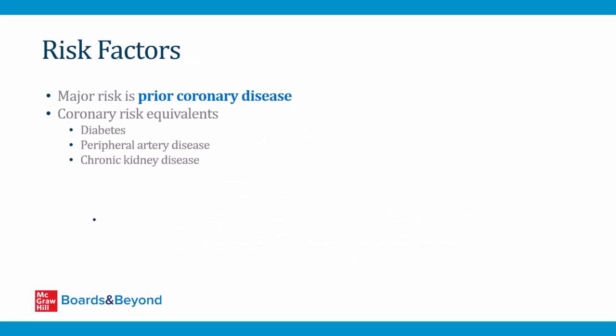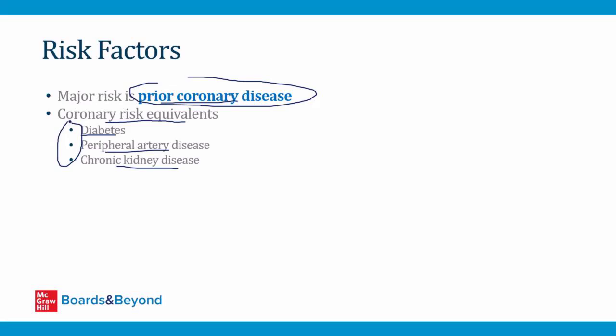So the biggest risk factor for developing coronary disease is prior coronary disease. Someone who's had one myocardial infarction is at much higher risk to have another than someone who's never had a myocardial infarction in the first place. And there are three conditions which we call coronary risk equivalents. That's because the risk of having coronary disease in these groups of patients is just as high as patients who have prior established coronary disease. So these three conditions are diabetes, peripheral artery disease, and chronic kidney disease. Patients with any of these conditions are at such high risk of coronary disease, they're considered to have the same risk as someone who has already had a coronary event.